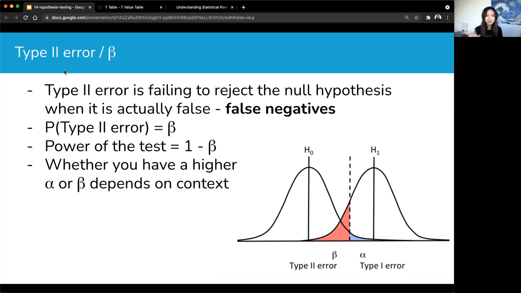And something I'll have you all do when you get to doing your projects is to think about whether in your context, type 1 error is more important to get rid of, or type 2 error. Cool. Any questions or thoughts about that?